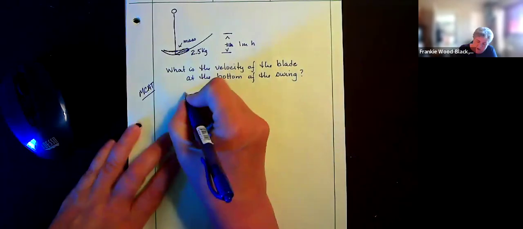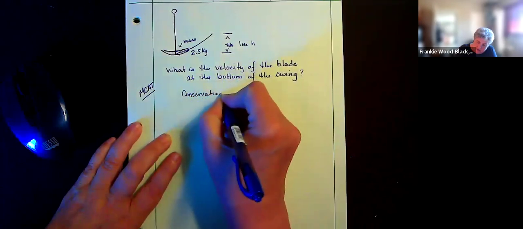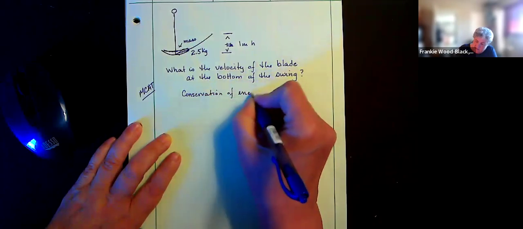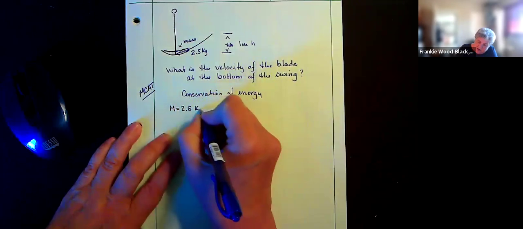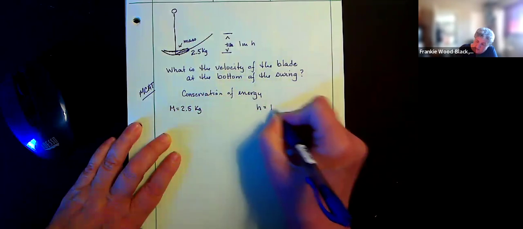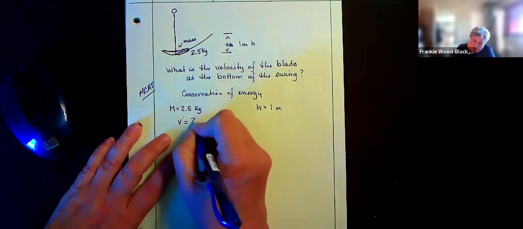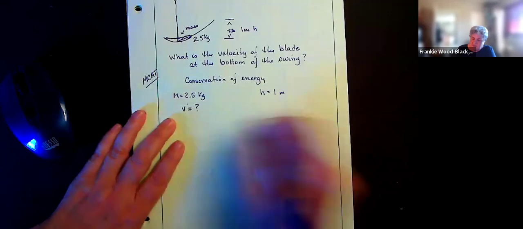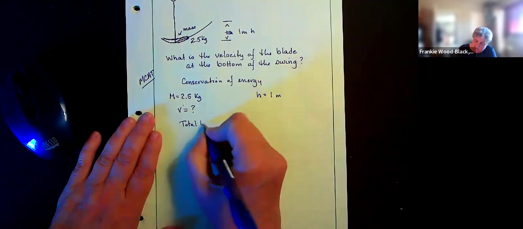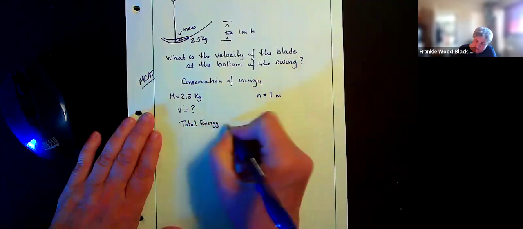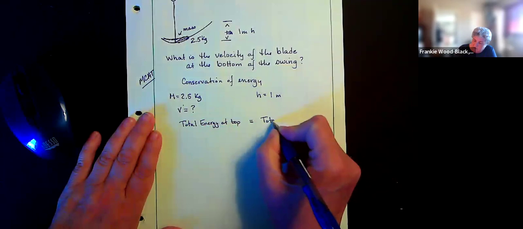So one of the things that we know is conservation of energy. We're given the mass that we have, and our mass is 2.5 kilograms. We're given the height that we're raised up to is 1 meter, and we want to find velocity. So velocity is what we're after. So if I use conservation of energy, the total energy at the top is going to equal the total energy at the bottom.